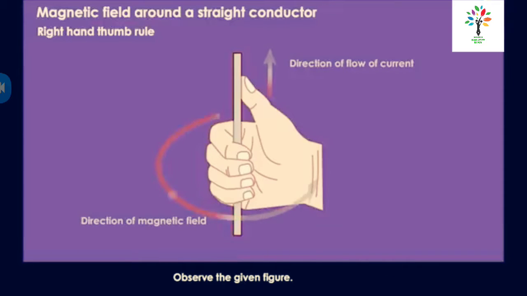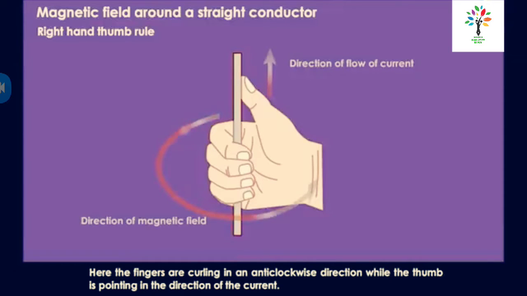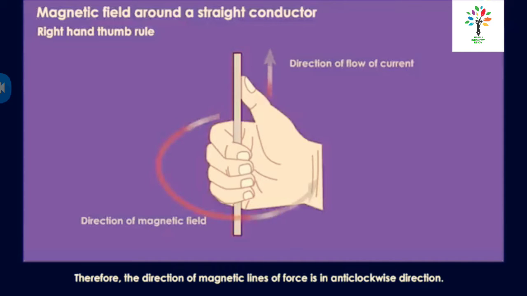Observe the given figure. Here, the fingers are curling in an anti-clockwise direction, while the thumb is pointing in the direction of the current. Therefore, the direction of magnetic lines of force is in anti-clockwise direction.